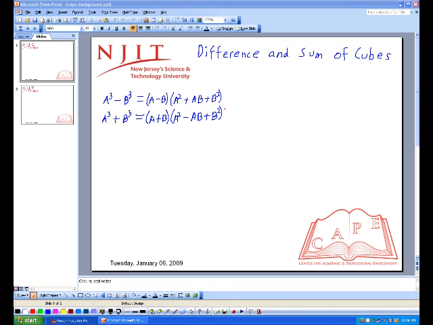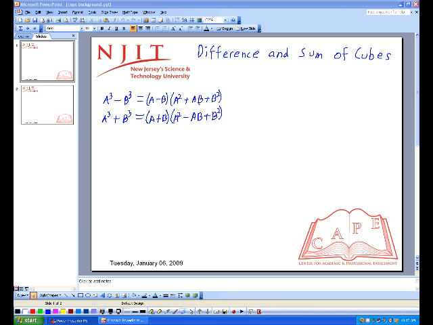Now it might be difficult to remember these formulas, but just remember that in the first term of the difference of cubes, it's going to be a minus b. But in the second term, it's going to be a squared plus ab. Whereas in the sum of cubes, the first term will be a plus b, and the second term will be a squared minus ab.